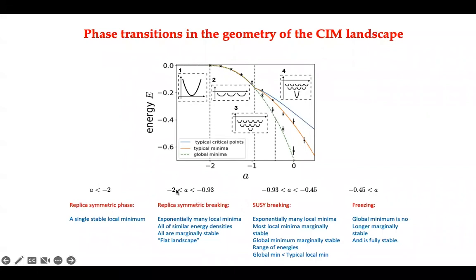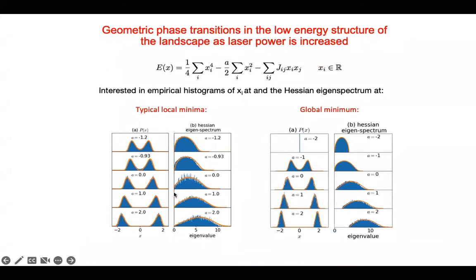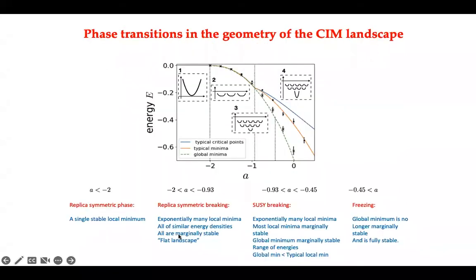Okay, for A bigger than minus two and less than minus 0.3, there's a so-called replica symmetry breaking in our theory. What that really means physically is that there are exponentially many local minima, but they all have very similar energy densities. So the energy per unit spin is the same for all of them, and the energy differences are sub-extensive in N, right? They're all marginally stable. By marginally stable, I mean that there are always these flat directions. The Hessian eigenspectrum extends to zero. So you have many, many minima all at the same energy level, and it's a very flat landscape. So you can move easily between the minima.